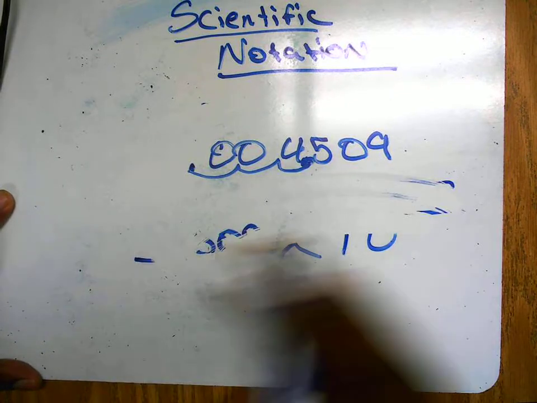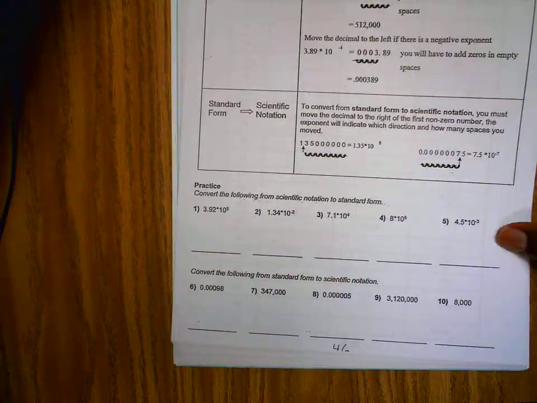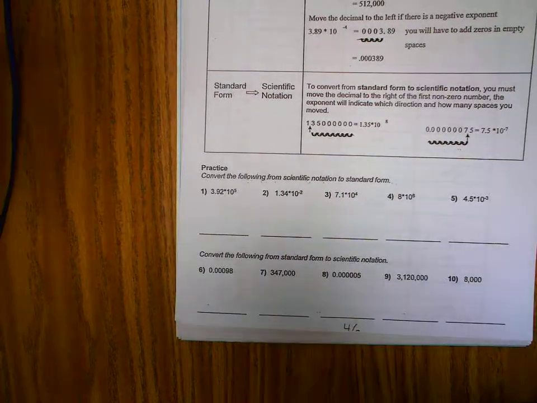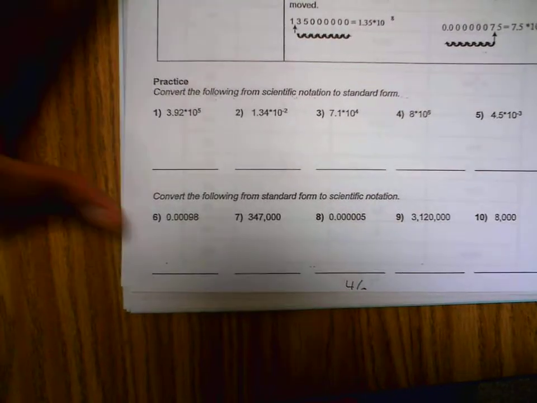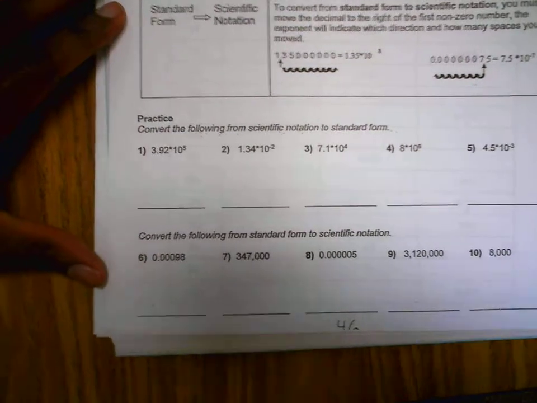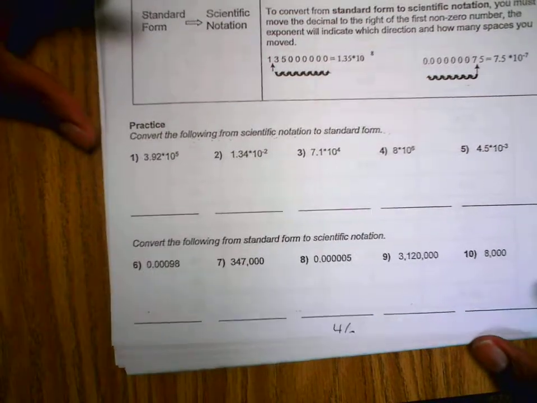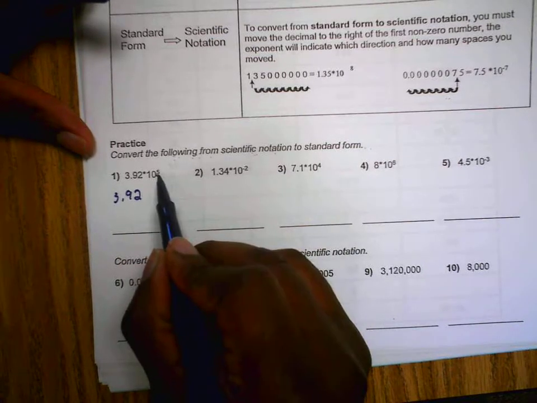Alright, so let's go over some of our examples in our book. Let's see if I can make this a little bit closer. There you guys go. A little bit better, right? Alright, so now we have 3.9 times 10 to the 5th power. What I'm going to ask you guys to do is to write it again, and then go ahead and do what it asks you to do.